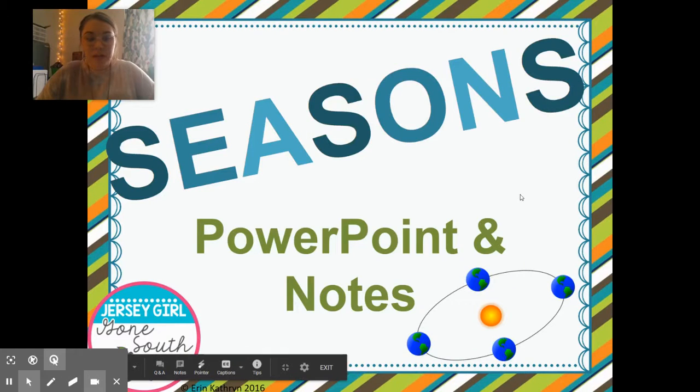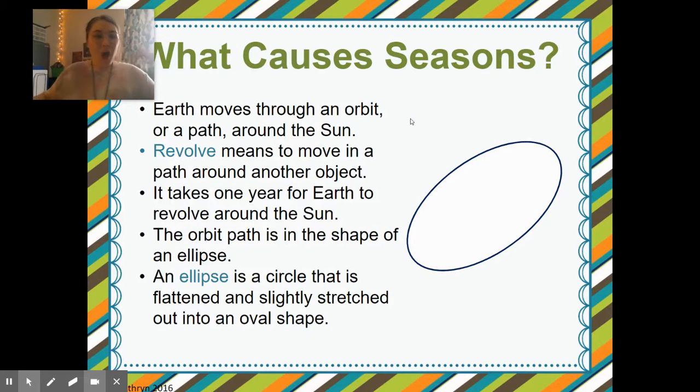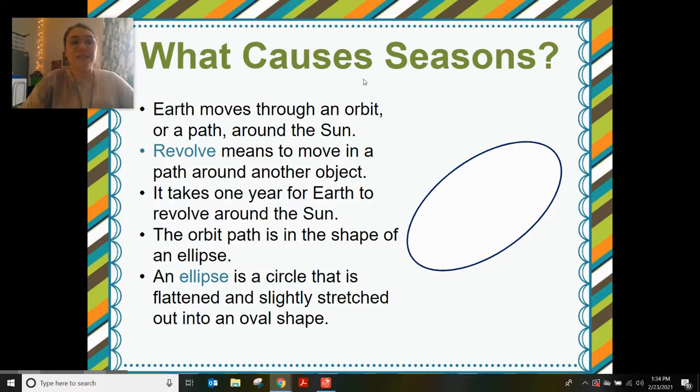Okay, so let's talk about the seasons. So what causes seasons? And what I mean by seasons is winter, spring, summer, and fall. So the Earth moves through an orbit or a path around the sun. And that was that big circle around the sun. So it's moving, it's orbiting the sun. Revolving means to move in a path around another object. It takes 1 year for the Earth to revolve around the sun. This orbit, or that big circle that it takes, is in the shape of an ellipse. This ellipse is a circle that is flattened and slightly stretched out into an oval shape.